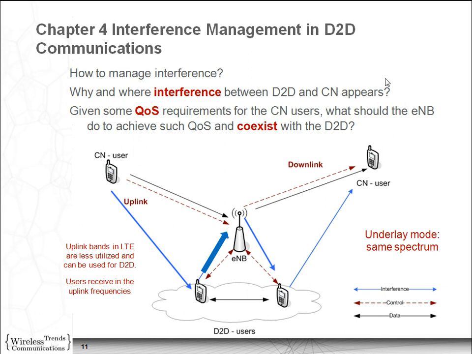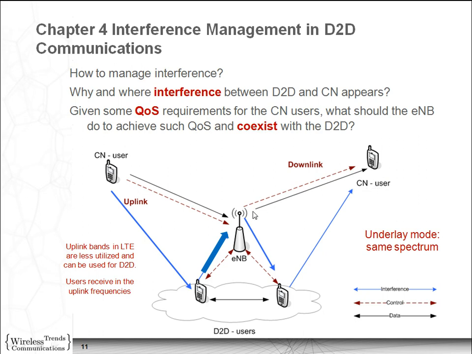Chapter 4, interference management, and in this chapter we want to answer how to manage interference, right? And why and where interference between the D2D and the cellular network appears. So let's use this figure, and we can have this device-to-device cloud here. These two devices are transmitting, and we can have the downlink for the cellular user.